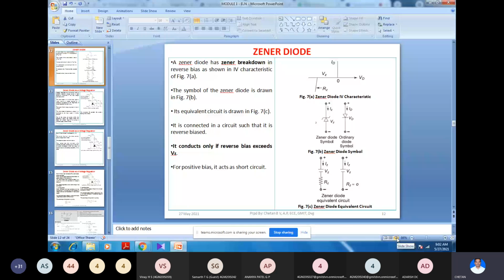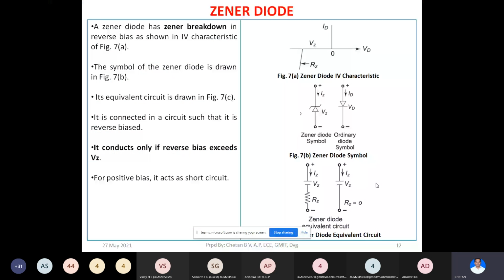This is a special purpose PN junction diode, which is meant to operate in the reverse breakdown region. In this reverse breakdown region, the Zener diode will work like a voltage regulator. This is the Zener diode IV characteristic. During forward bias, it will conduct just like a normal PN junction diode. The current will rise drastically after the forward voltage increases beyond the knee voltage.